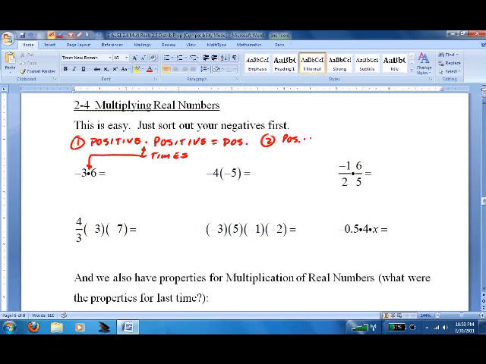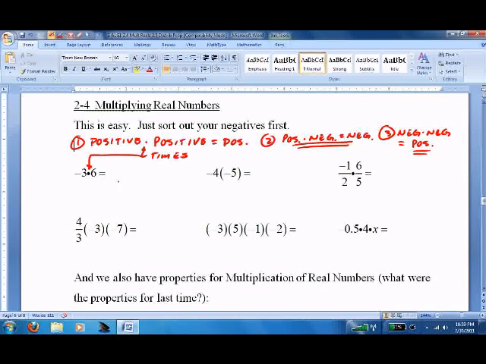Positive times a negative equals a negative. If you want to know why, I don't know, it gets awfully existential at that point, so I'm just going to say it does. And negative times a negative equals a positive. There's the three. Not that difficult to remember.